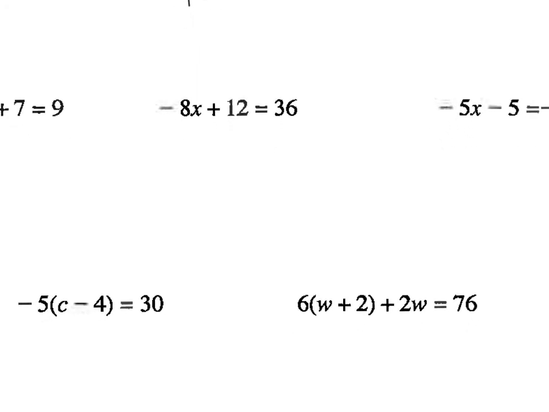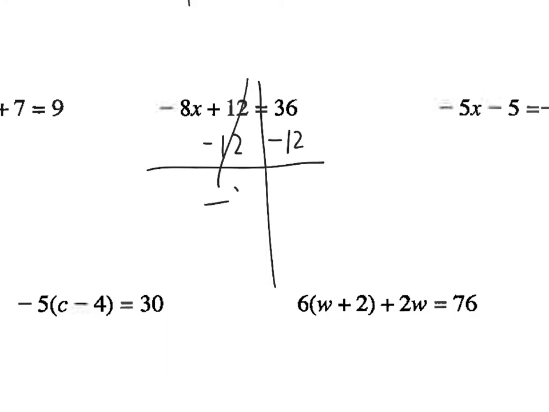All right, let's do this one. Negative 8x plus 12 equals 36. I'll draw the line down the equal sign first. Subtract 12 from both sides. Those cancel. You get negative 8x equals 24 when you do that. So we just got rid of the riffraff.